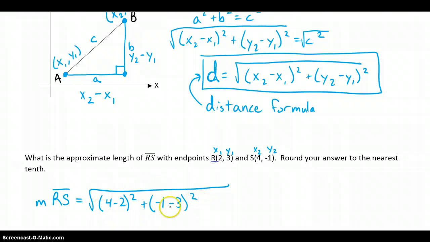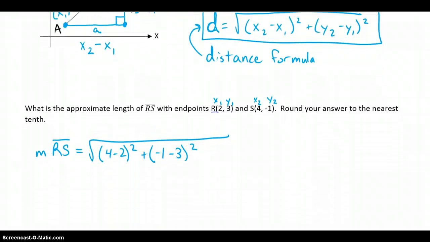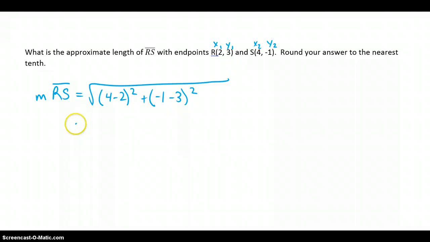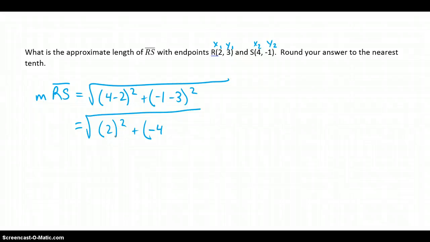At this point, I need to follow the order of operations and do my math. Four minus 2 is 2. Negative 1 minus 3 is negative 4. Keep going with my math. 2 squared is 4, and negative 4 squared. Notice that I haven't gotten rid of these parentheses yet.